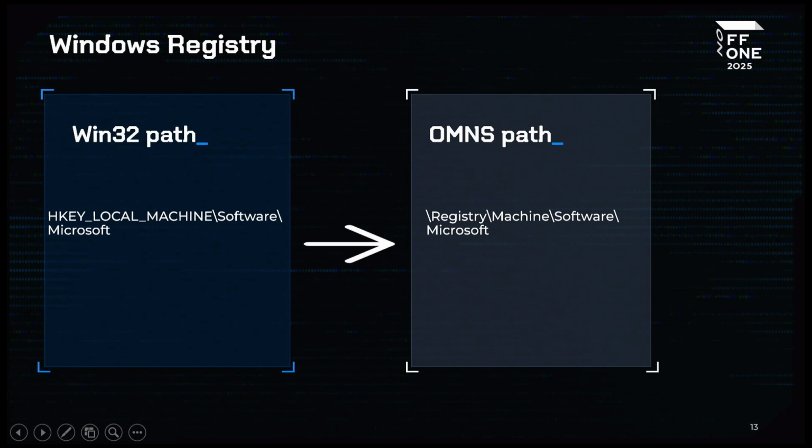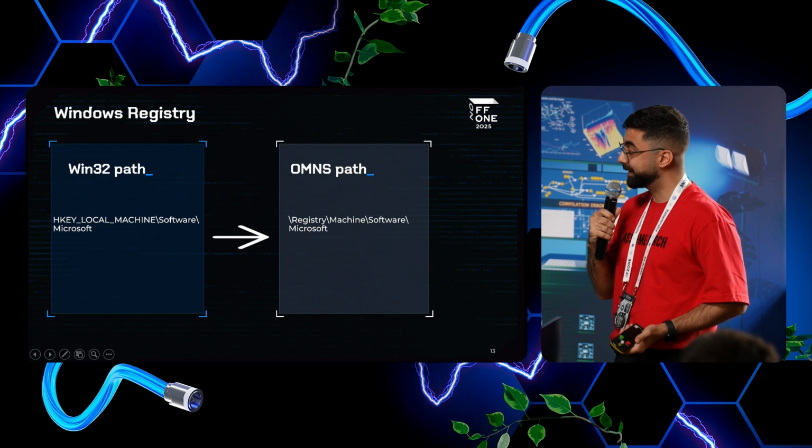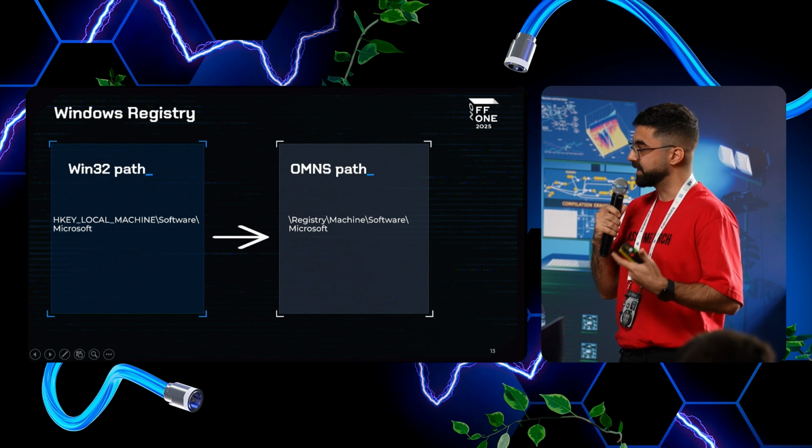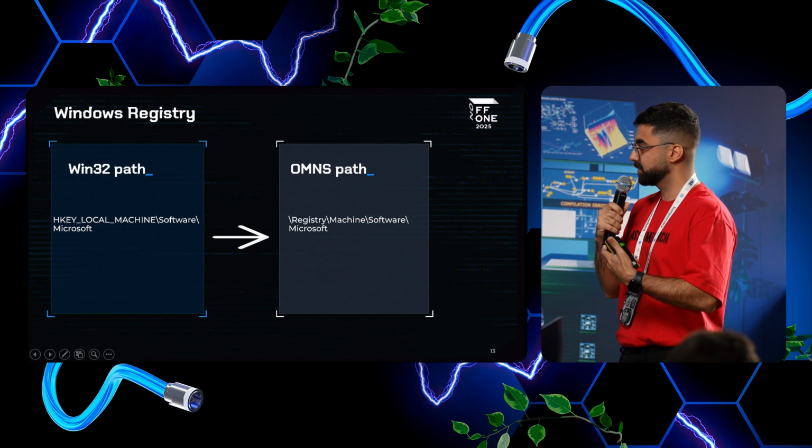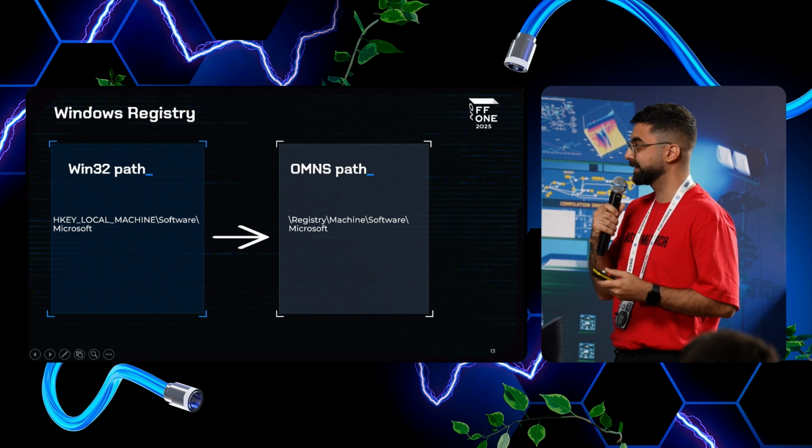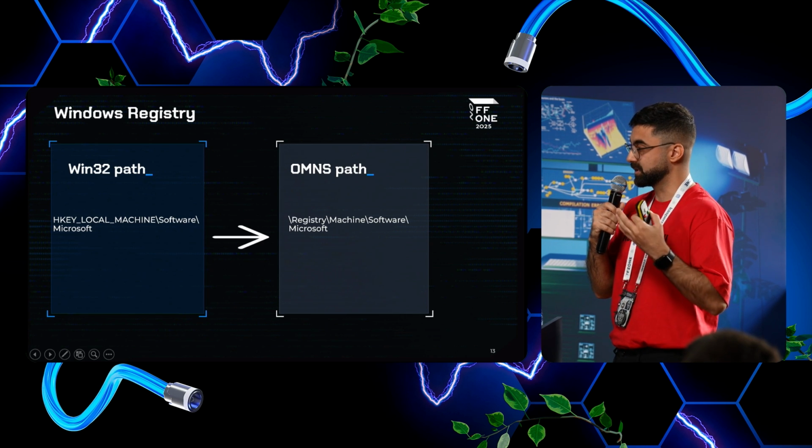Now, a very important thing: we have two types of paths. The path used by Windows user applications, the standard called the Win32 path, always starts with a root key, for example HKEY_LOCAL_MACHINE. But in the kernel, that is replaced by \REGISTRY\MACHINE, which represents HKLM. So the kernel will understand it without this root key.